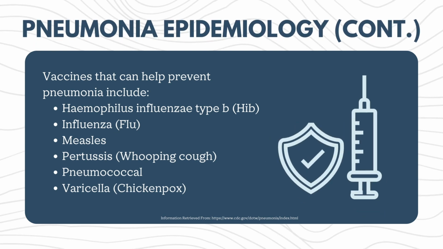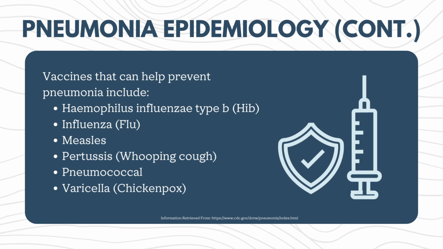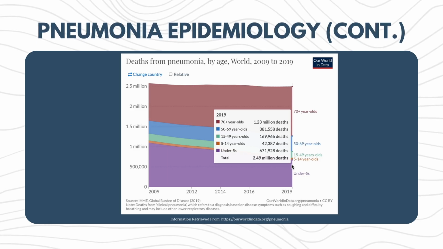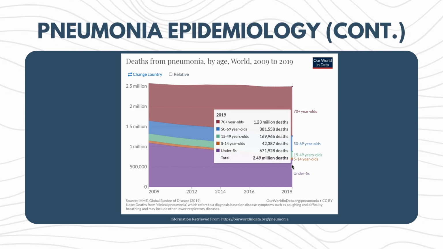So I wanted to provide a list of vaccinations that can actually help prevent pneumonia. There's not one specifically designed for pneumonia. Like I said, it is not a specific virus, but a lot of these vaccines actually stimulate the immune system and they produce antibodies that can help fight off infection. So when you're vaccinated against these different things, it can help to lower the odds of the development of pneumonia as well.